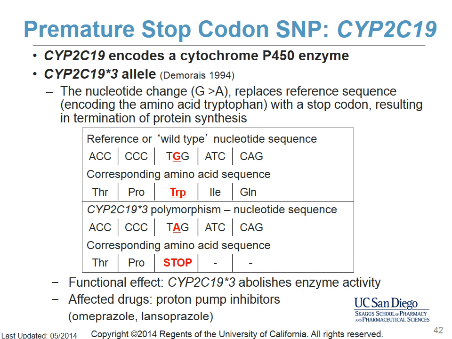The figure compares the wild-type and variant nucleotide sequences and the corresponding amino acids encoded by each. The underlined red letters are the nucleotides at position 636 of exon 4 and the amino acids they encode. The wild-type codon TGG, which encoded tryptophan, is replaced with the codon TAG, which is a stop codon. The functional effect of CYP2C19 star 3 is a loss of enzyme activity. This will impact the pharmacokinetics of proton pump inhibitors such as omeprazole and lansoprazole.